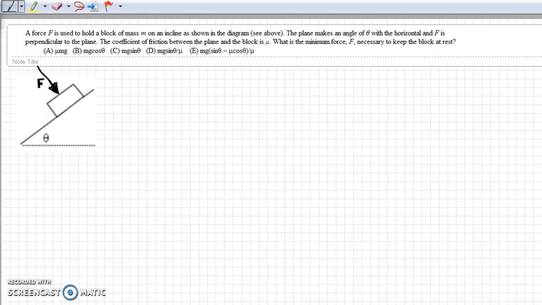Okay, so this problem is a little tricky. You need to find the minimum force required to keep the block at rest. So that means velocity of zero, so when the sum of the forces is zero.